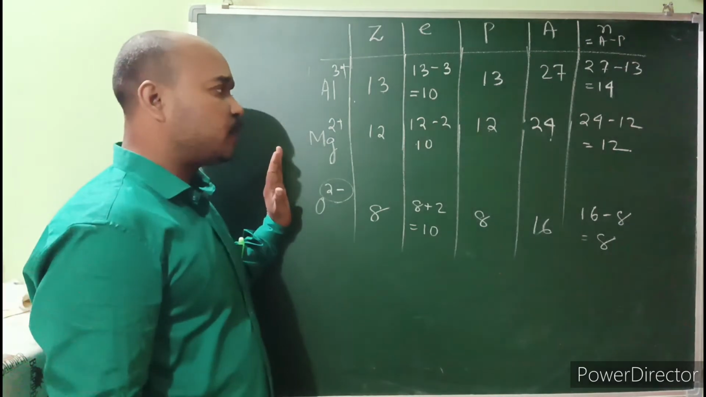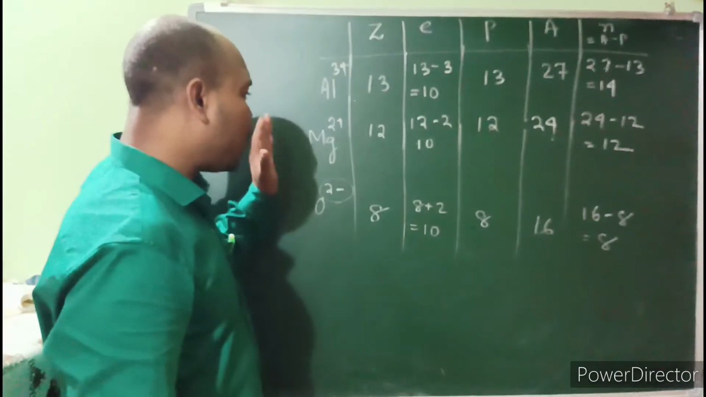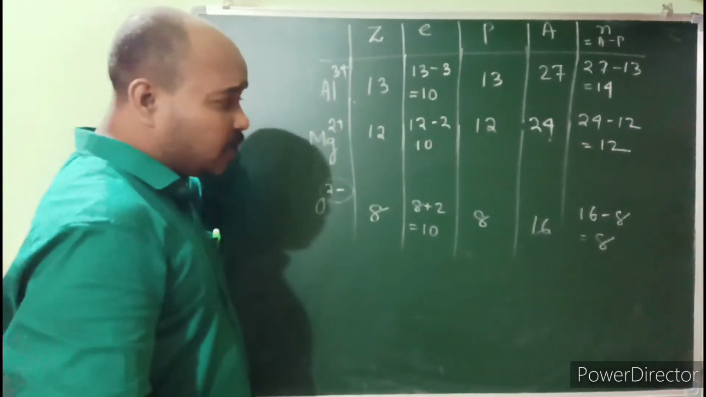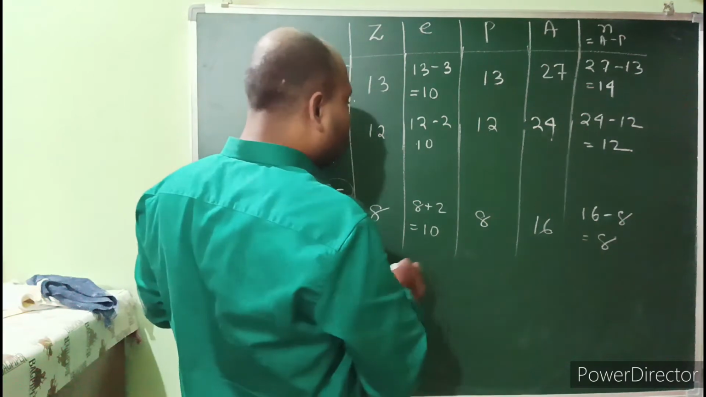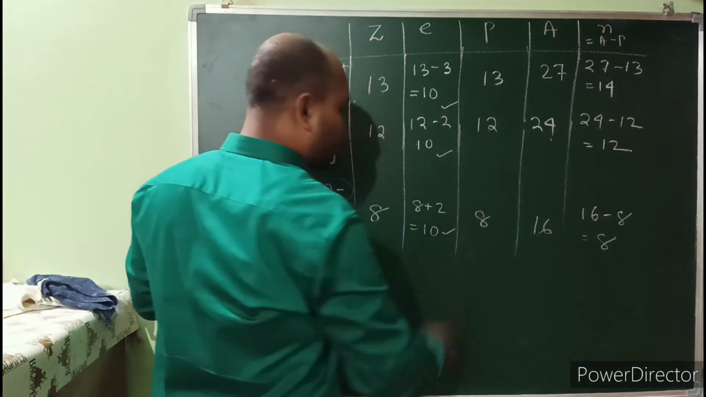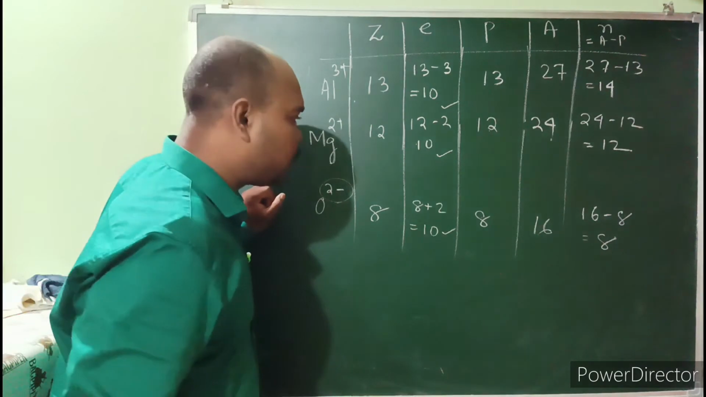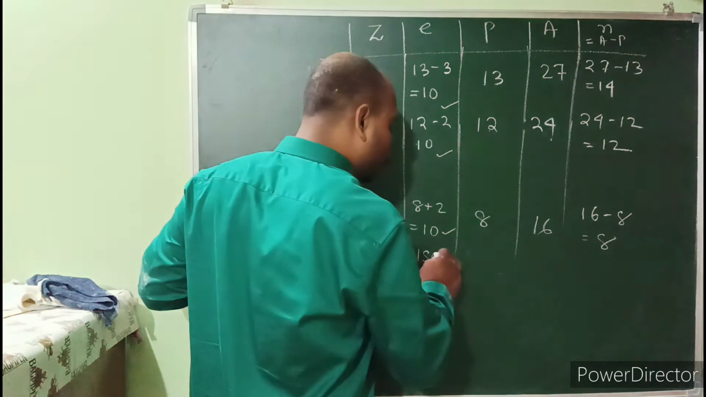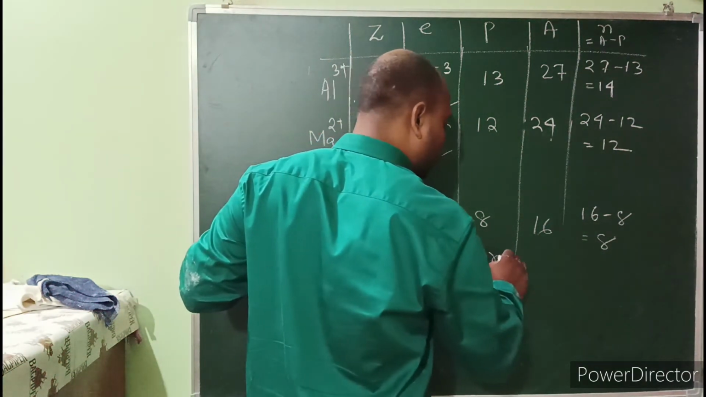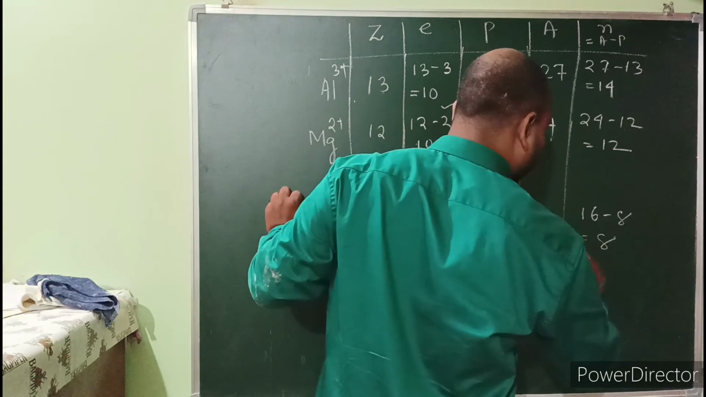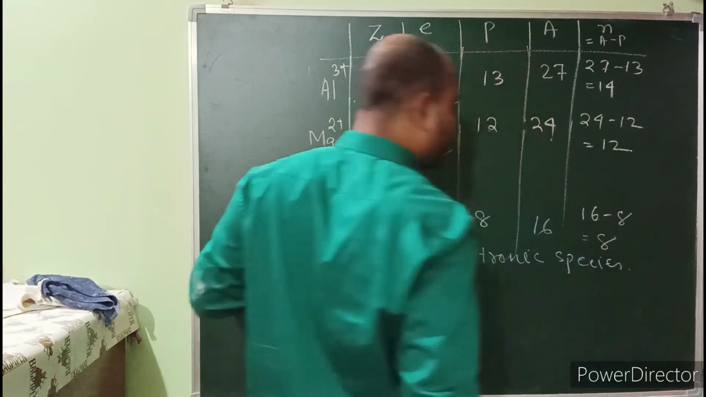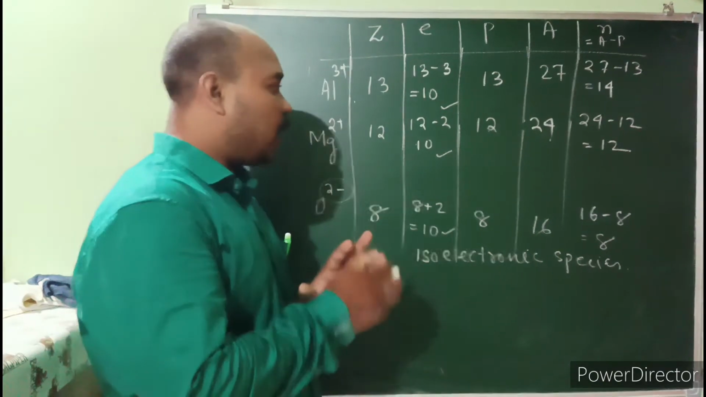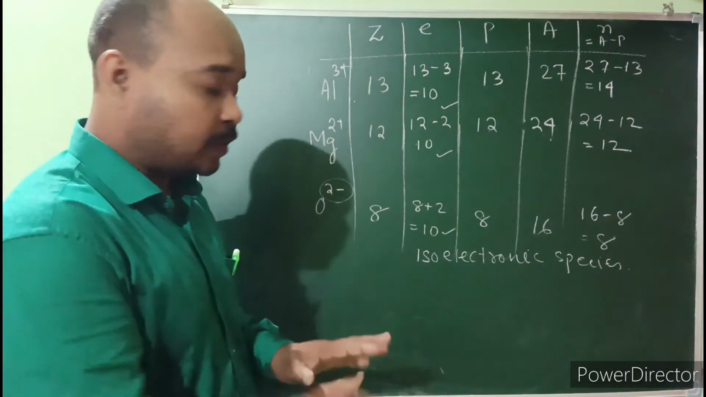Now, in this case, I have calculated the subatomic particles present in these ions. We find that each of them contains the same number of electrons. If any species contain the same number of electrons, then those are called isoelectronic species. So we discussed isotopes, isobars, isotones and isoelectronic species.